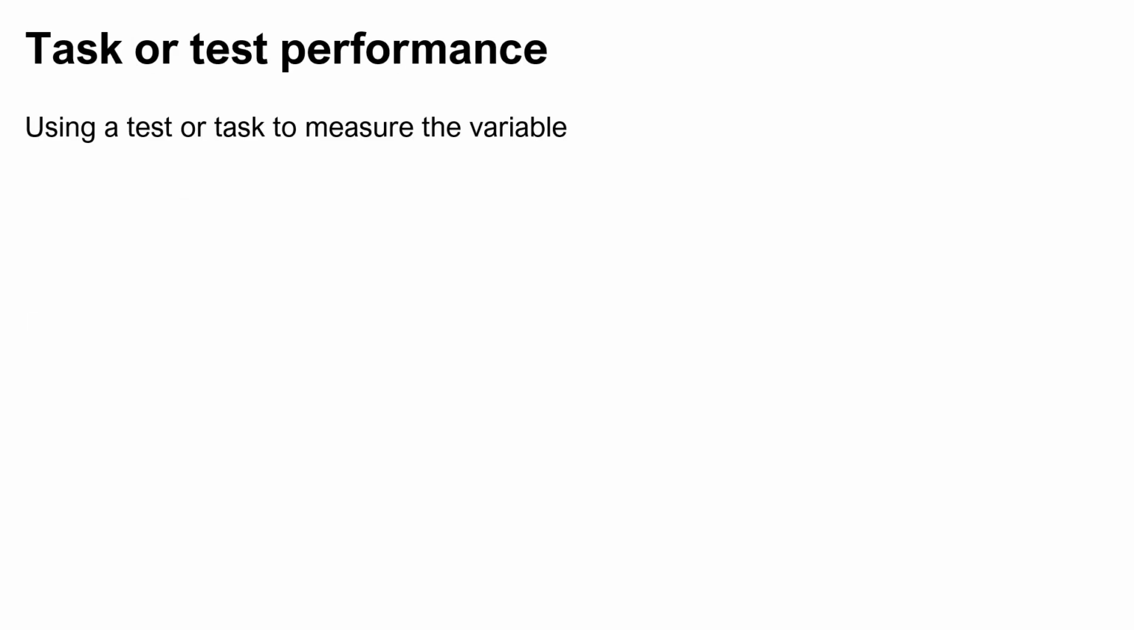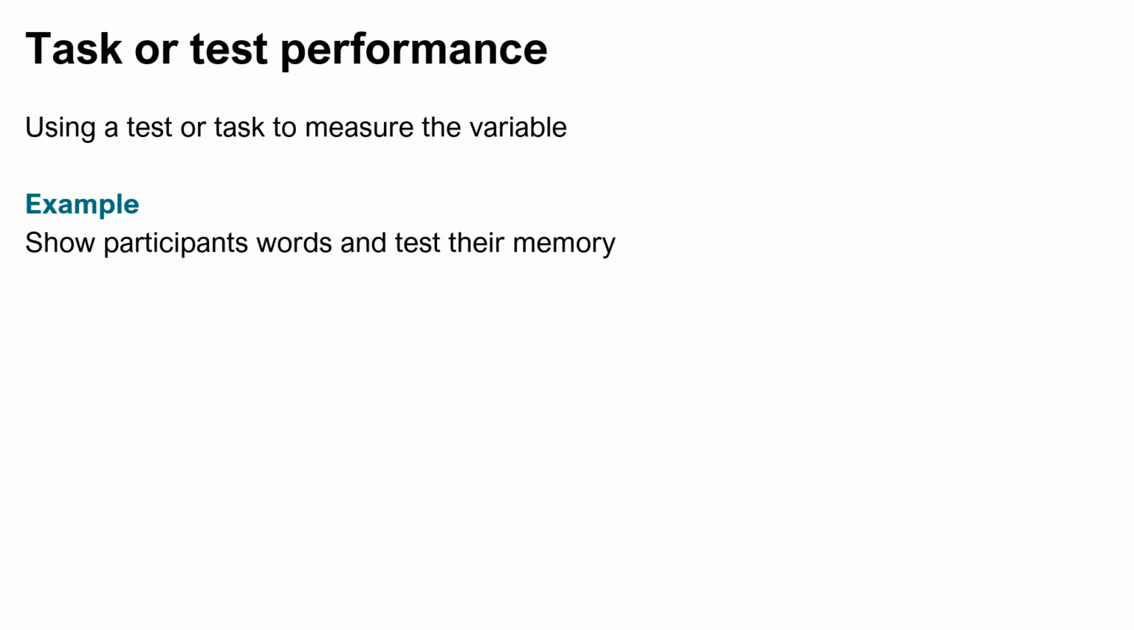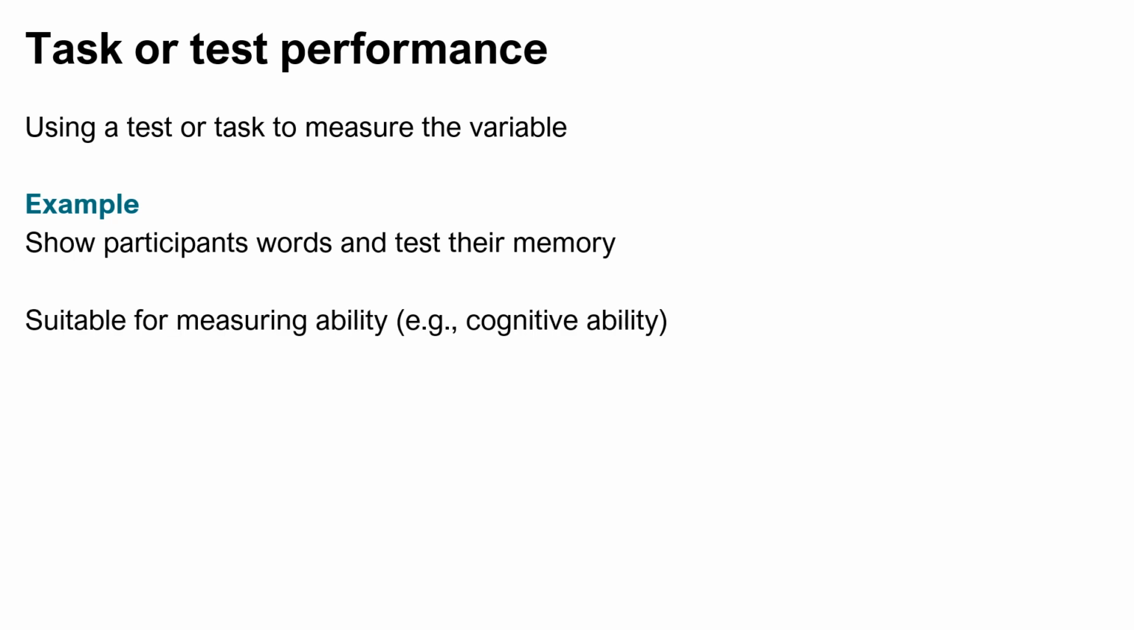Other times we use a test or a task to measure the variable of interest. So for example, we show participants a bunch of words, and then later on we test their memory of those words. And this is typically suitable for measuring ability, for example, cognitive ability.